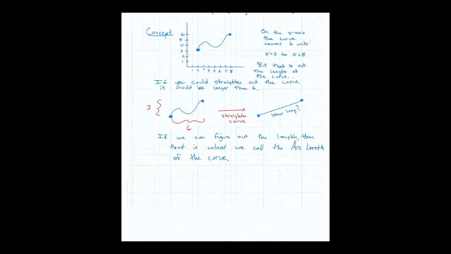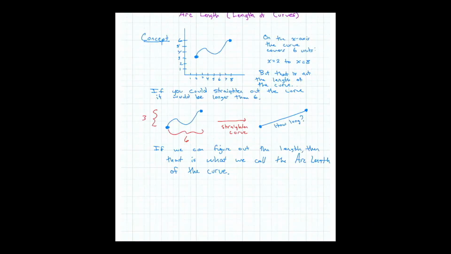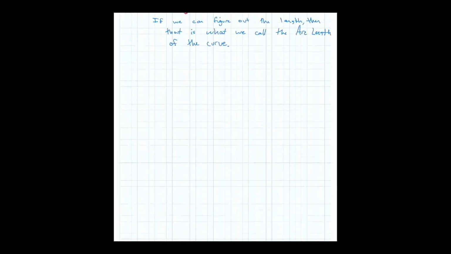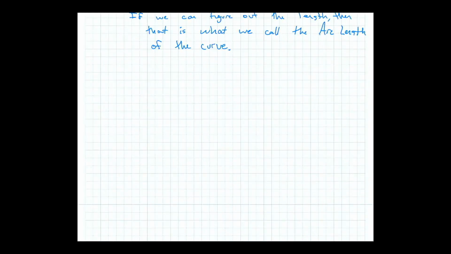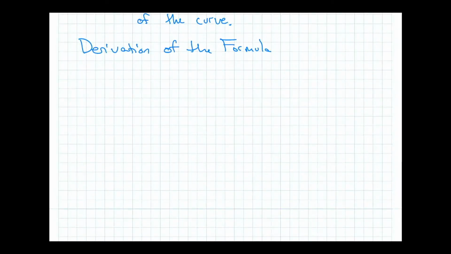Okay, so it's a pretty simple concept. Now, how are we going to do it? Well, we need to derive that. So let's do the derivation of the formula. This is not the derivation of the formula that's probably in the book. I didn't look at the book, but I never really see anybody do this.